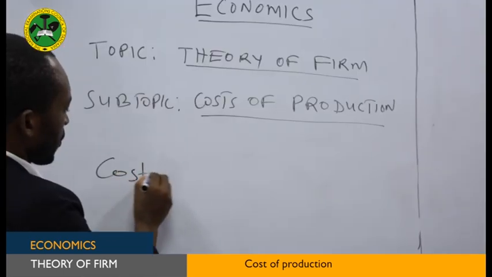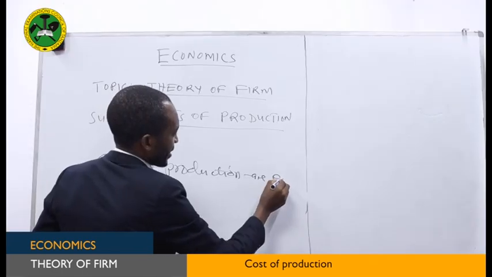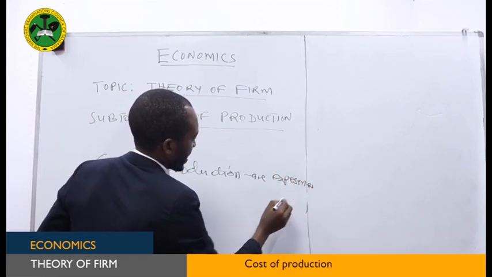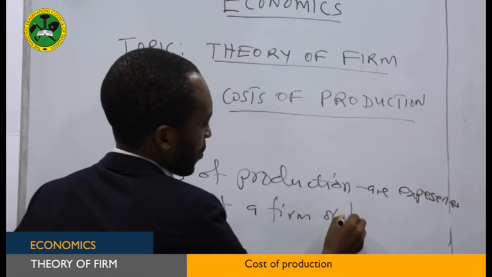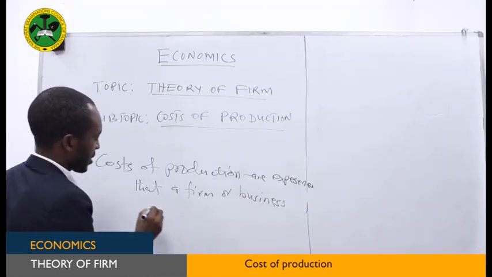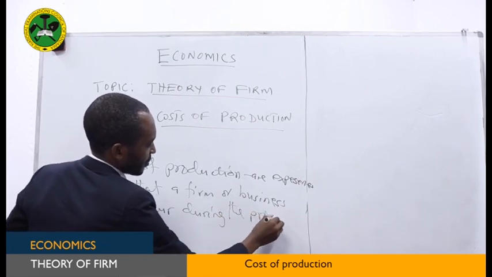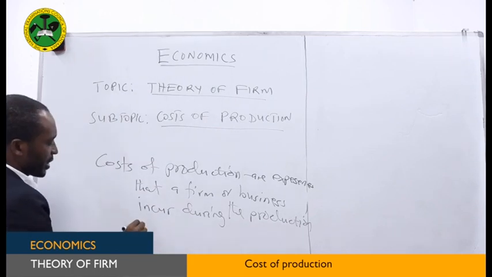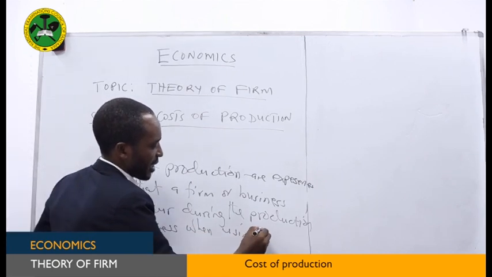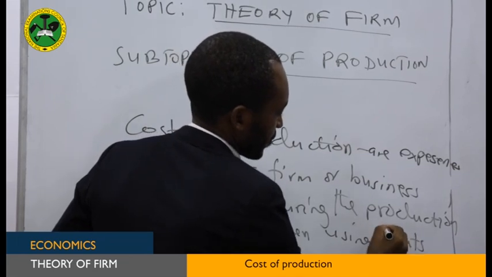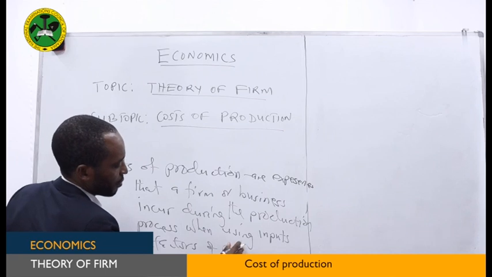Now, costs of production are expenses that a firm or business incurs during the production process when using inputs or factors of production.